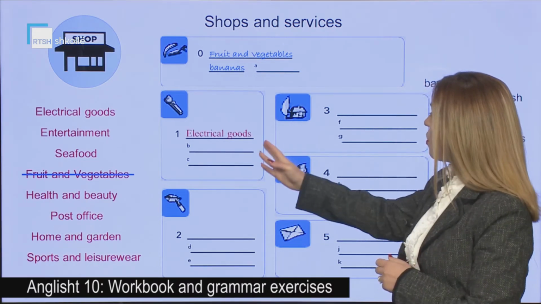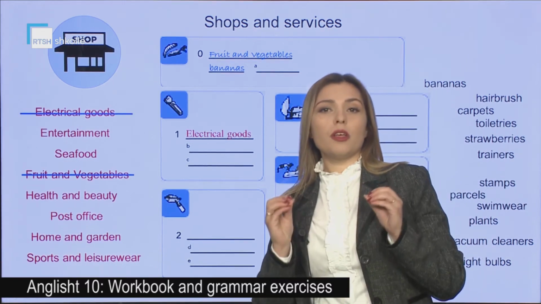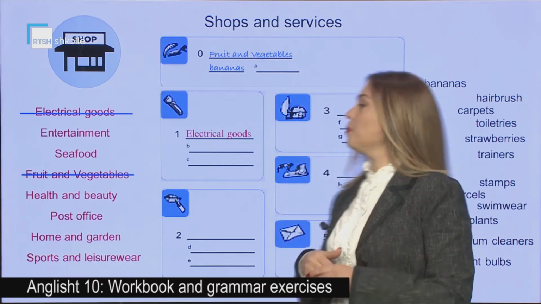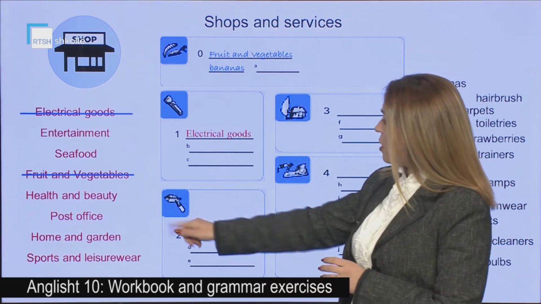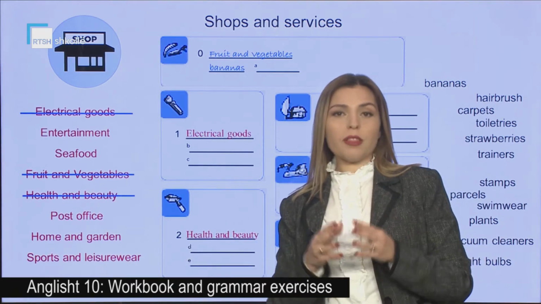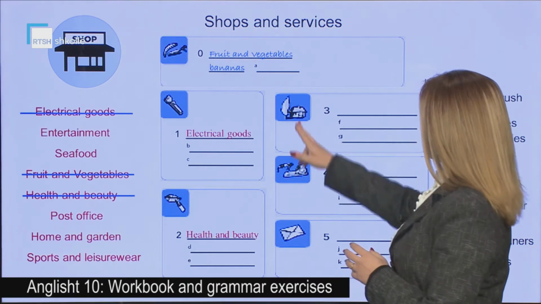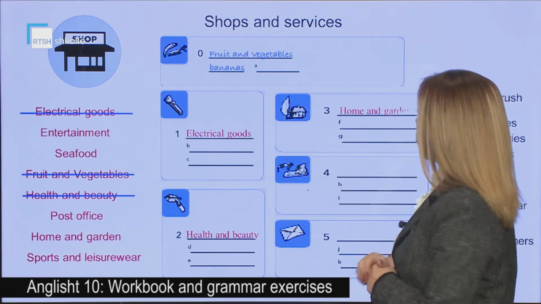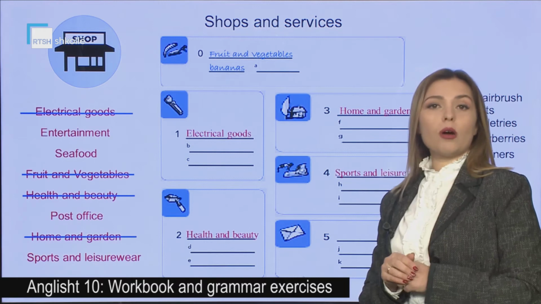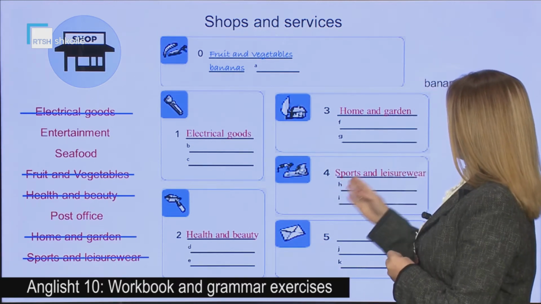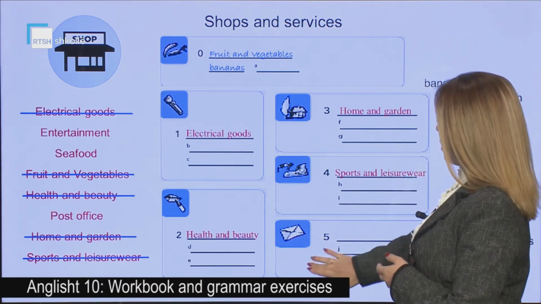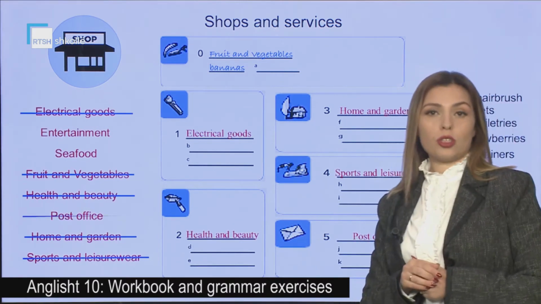So, in the second one, we've got the electrical goods: different things that have to do with electricity, with our home. In the other one, if you take a closer look, we are talking about health and beauty, so objects that have to do with our health and beauty. The other one, we're talking about the home and garden section. Then we're talking about free time activities, sports and leisure wear, so things that we can wear in our free time. And the last one is the service of the post office.